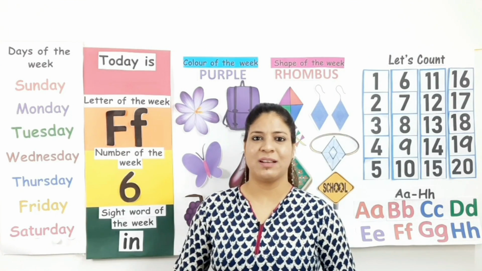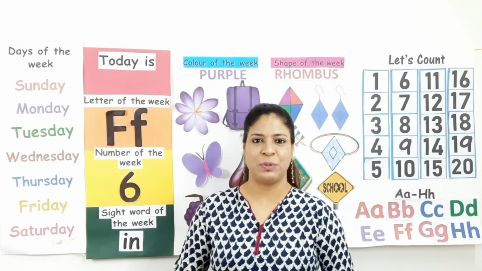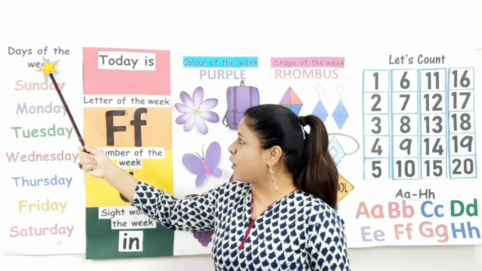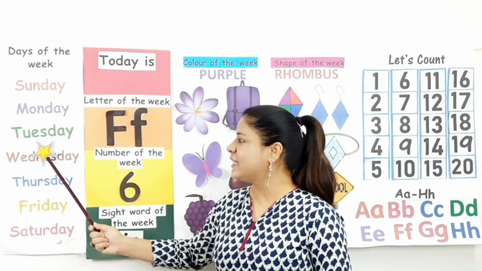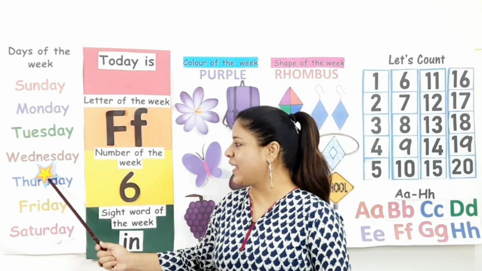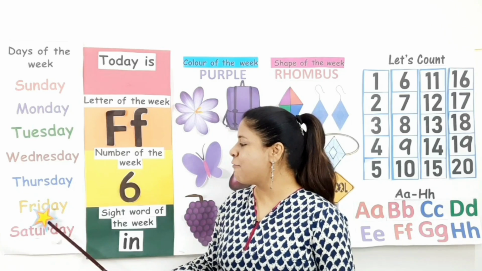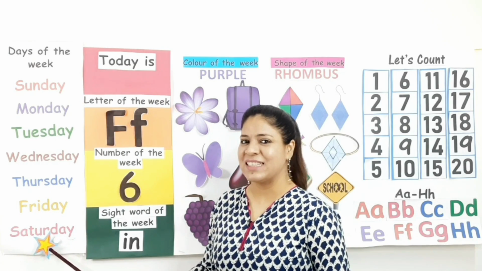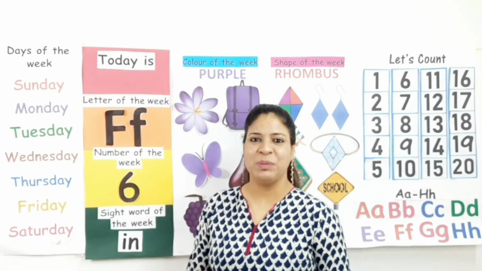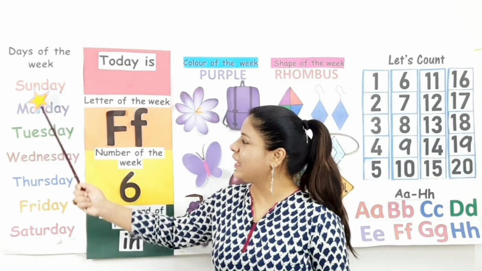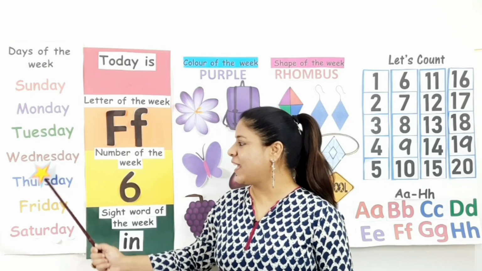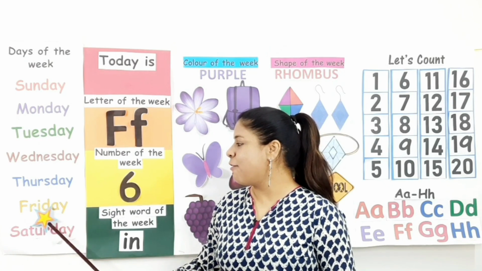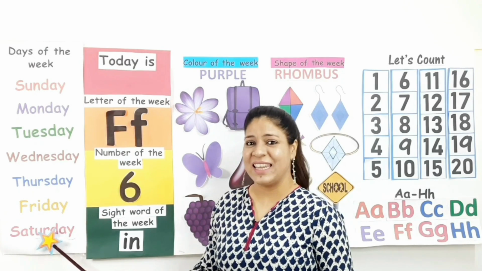Let's begin with circle time. Let's start with the days of the week. Days of the week: Sunday, Monday, Tuesday, Wednesday, Thursday, Friday, Saturday. Now say along with me. Sunday, Monday, Tuesday, Wednesday, Thursday, Friday, Saturday.